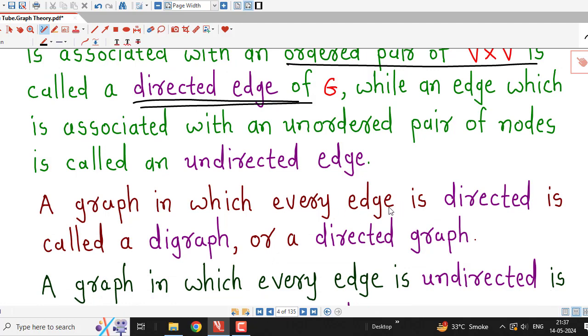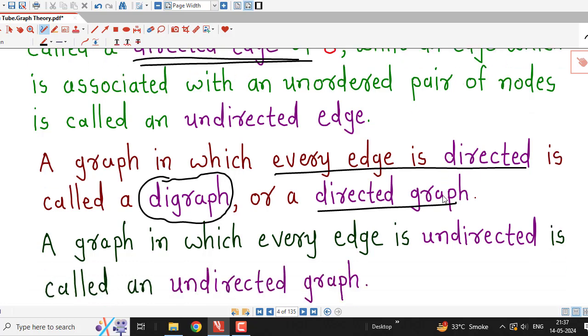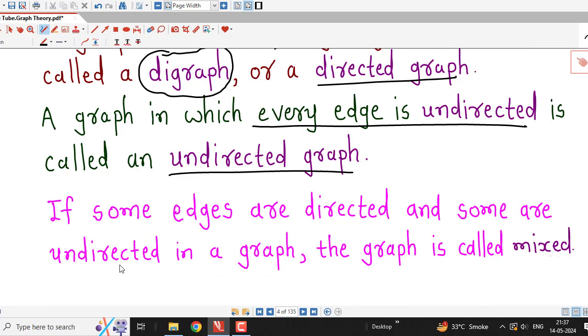Now a graph in which every edge is directed is called a directed graph, or in short we say that it is a digraph. So directed graph means every edge of the graph is directed, and an undirected graph is the opposite of a directed graph. A graph in which every edge is undirected is called an undirected graph. And if some edges are directed and some are undirected in a graph, then the graph is called a mixed graph.